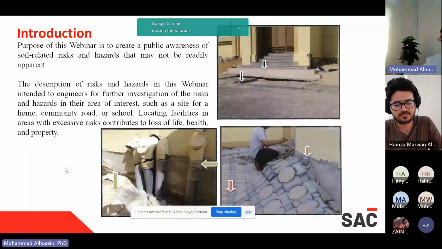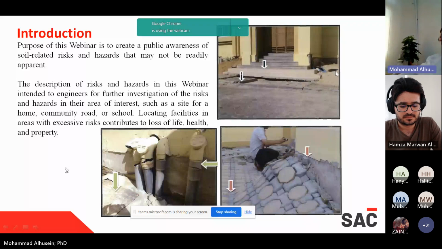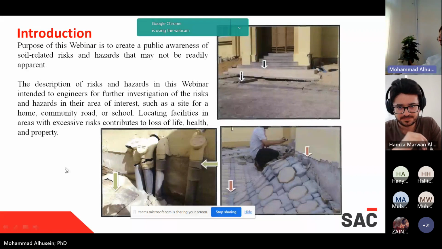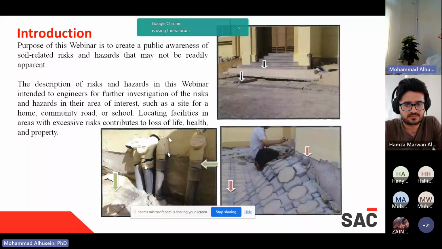As you see, for example, some photos here in this slide are self-explanatory. No need to explain to which degree or level of risks reached this home. The settlement exceeded all expectations, and you know very well that always in the design we are talking about 25 millimeter, 50 millimeter, but here we reached meters. I mean meters, not only 1 meter, in some locations reached 3 meters.